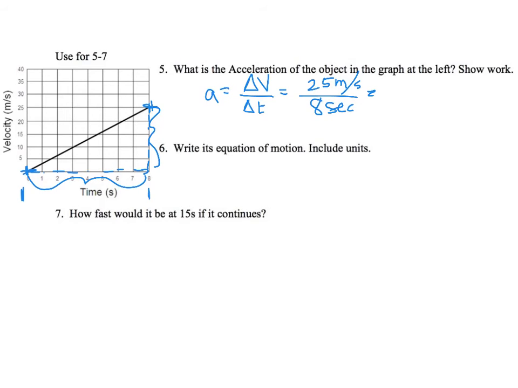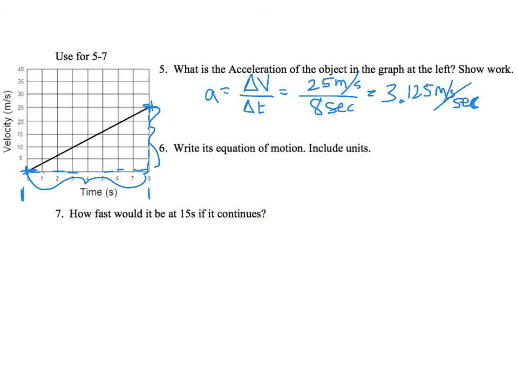So what's my acceleration? Well, it's 25 over 8. So like 3.125 meters per second for every second. That means, again, the velocity is changing by 3.125 meters per second faster every second that goes by.